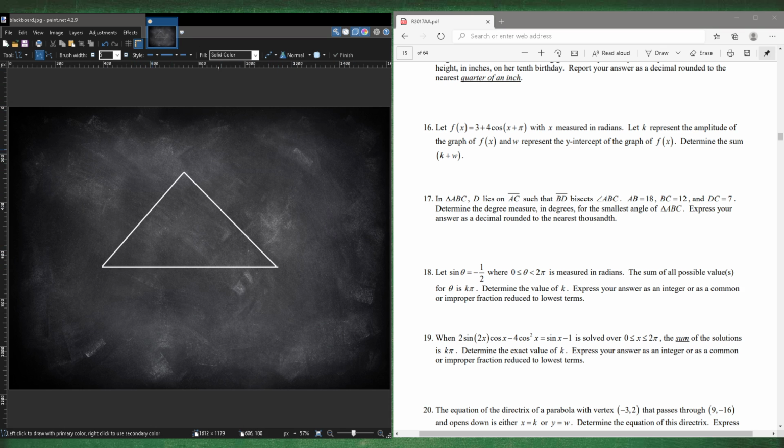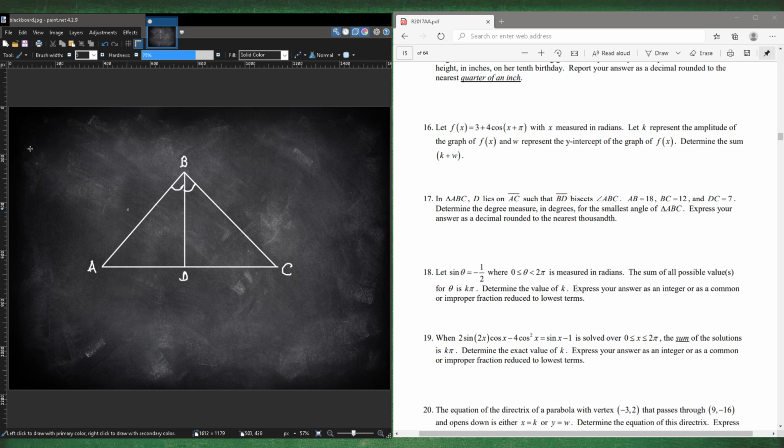And I'll label this part as B. This is A, and this is C. So then we have a D that's on AC from B that bisects it. So something like this. It's not perpendicular. It kind of just looks bad because of how I drew it. So this is D, and this angle equals this angle.